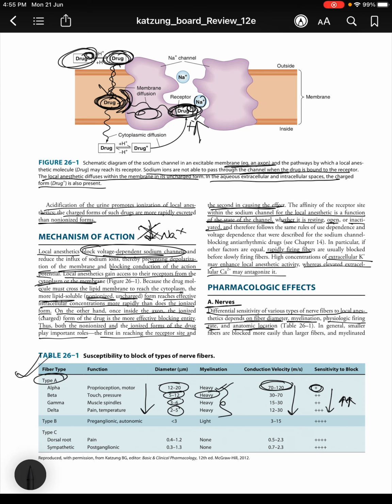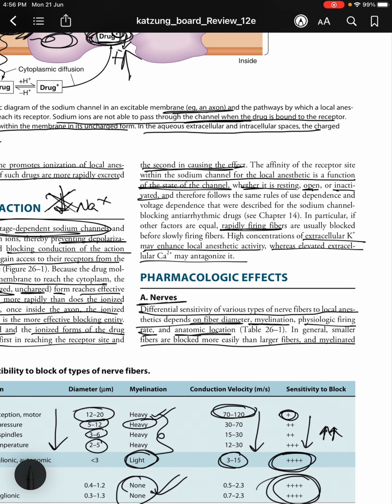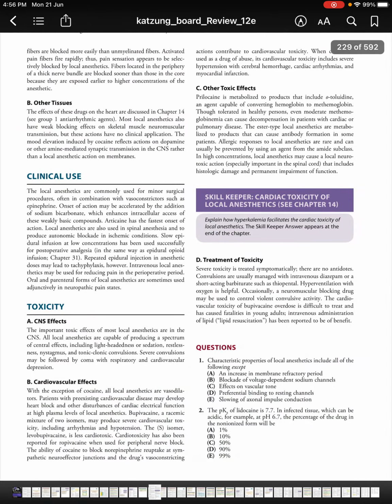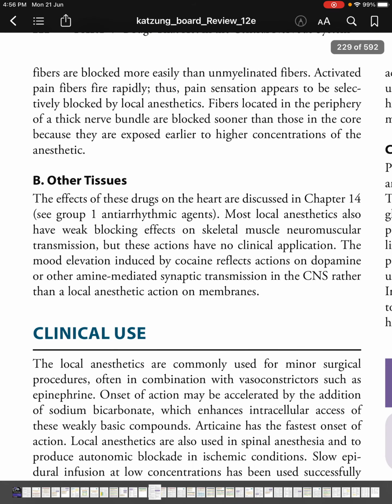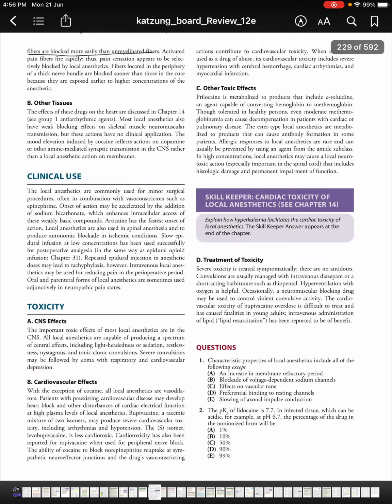Coming to type B fibers, their myelination is not as heavy as type A fibers, and the conduction velocity is also less, so the sensitivity to blockade is more. Coming to type C fibers, again the sensitivity to blockade is quite more because there is literally zero myelination of the type C fibers, both dorsal root and the sympathetic fibers. Okay, so in general, smaller fibers are blocked more easily than larger fibers, and myelinated fibers are blocked more easily than unmyelinated fibers. So that is what is shown here.